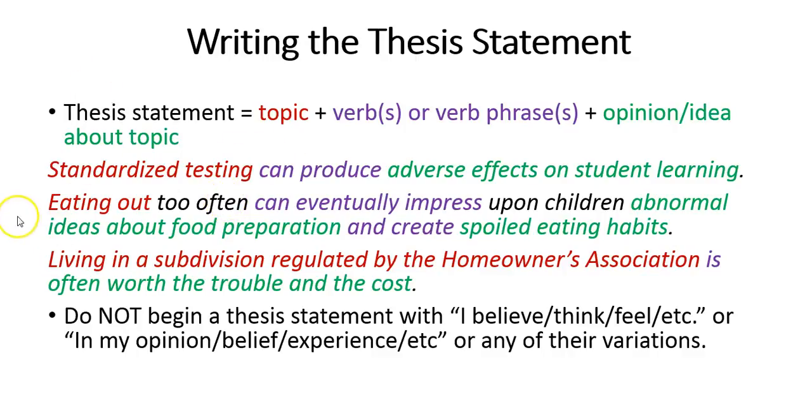Okay, so the first example is standardized testing can produce adverse effects on student learning. This is a thesis statement. It has the topic, which is standardized testing. It has the verb phrase, which is can produce, and it has an opinion about the topic. The opinion about standardized testing is that it produces what? Negative or adverse effects on student learning. Okay. So an essay could certainly be written about this, in which this position can be argued.